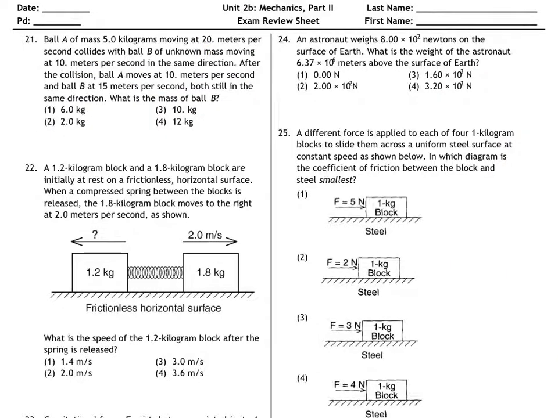So for 21, ball A has a mass of 5 kilograms, and it's moving at a speed of 20 meters per second, but it collides with ball B of unknown mass, moving at 10 meters per second in the same direction. After the collision, ball A moves at 10 meters per second, and ball B moves at 15, both still in the same direction. What's the mass of ball B?